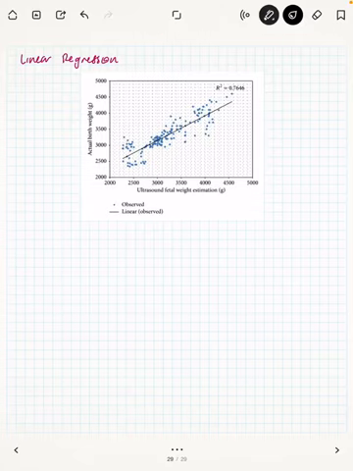So, as promised, we are going to talk about linear regression briefly. We're actually going to spend an entire chapter talking about linear regression. So this is really just a very slow introduction, a smattering of the ideas. But here I have an example, a real example actually.